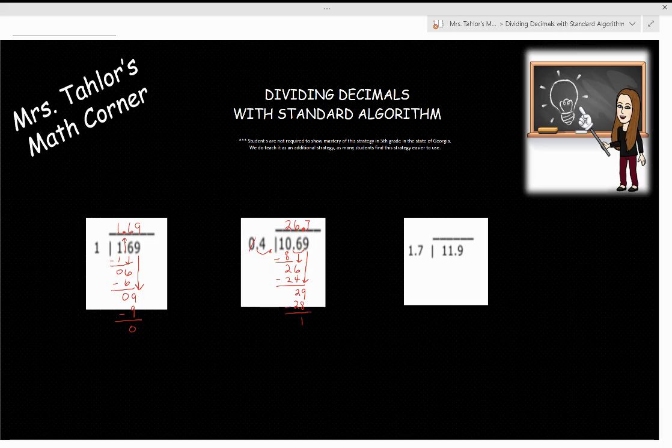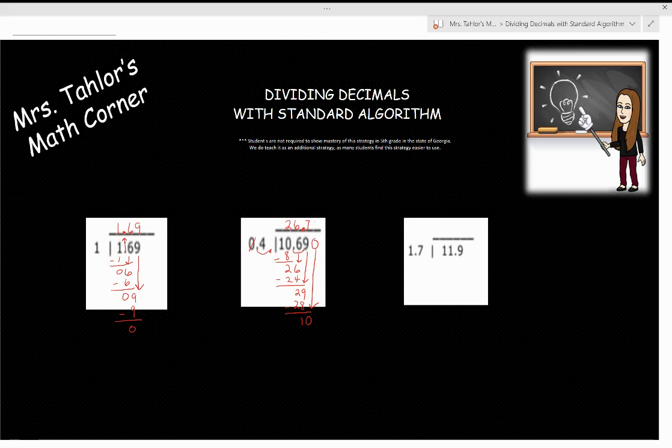But because I'm dividing with a decimal number, I want to divide it all the way out. I can always add a 0 to the end of a decimal number. So I'm going to add a 0 to the end of the number in my dividend. Now I'm going to bring that 0 down.